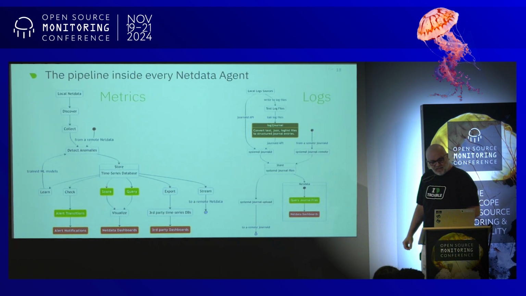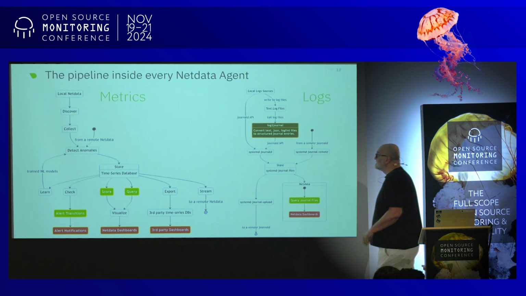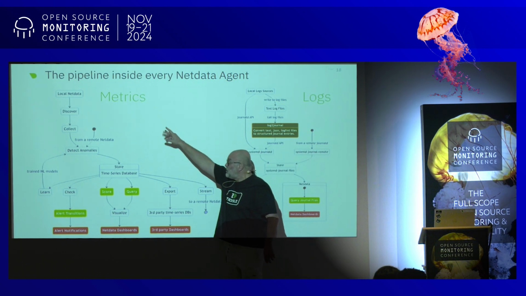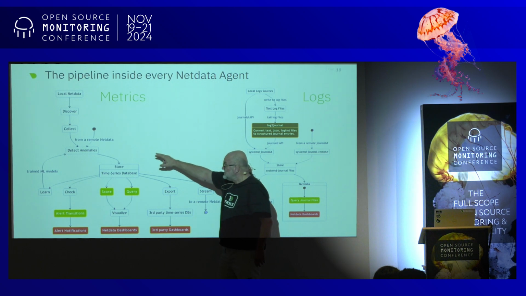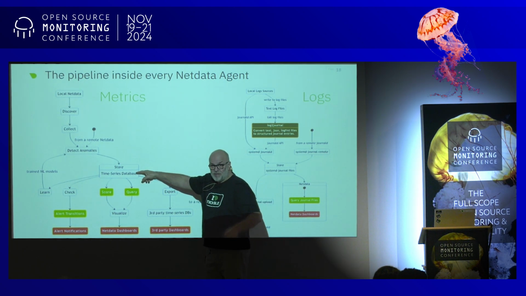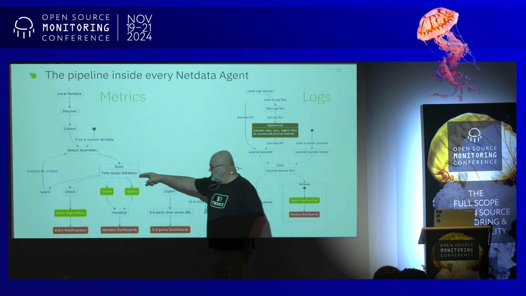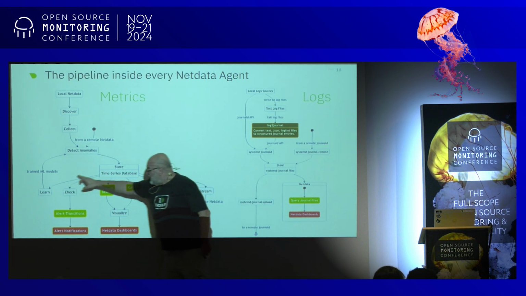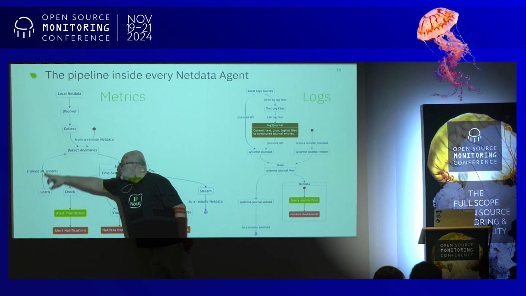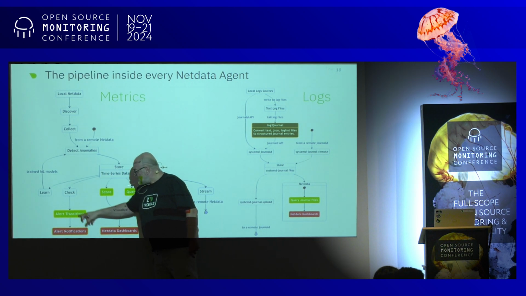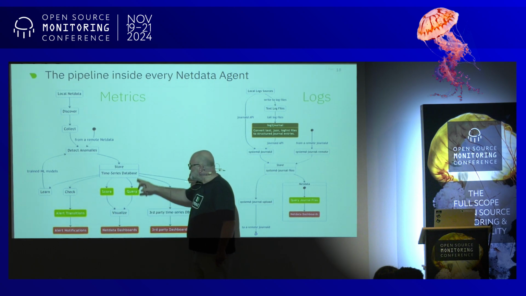Now, this is the pipeline inside every agent. This is for logs, this is for metrics. For metrics, as you see, the agent collects data, detects anomalies in real time, and stores them in its own database. So there is a database on the node. Then it learns, this machine learning learns to feed the anomaly detection. There is the health engine, so it checks and transitions alerts and sends notifications.